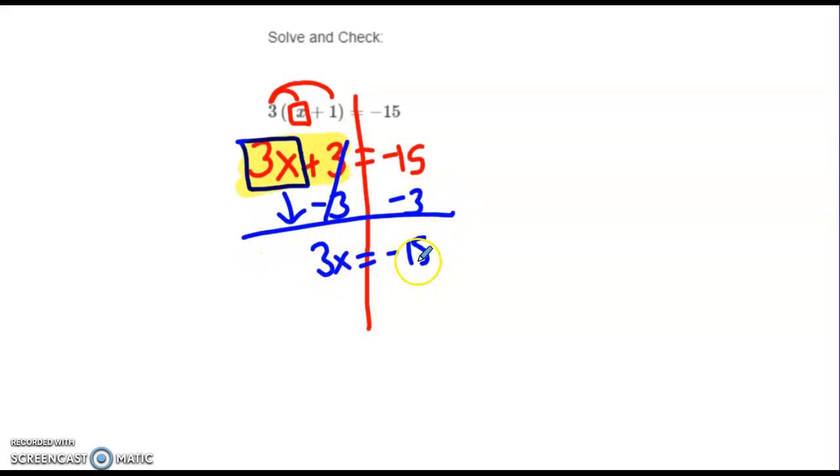So 3x equals negative 18. Now I have the 3 times x, and I need to get rid of that 3, so I'm going to do the opposite of multiplying, which is to divide. I'm going to divide each side by 3, and I get negative 6.